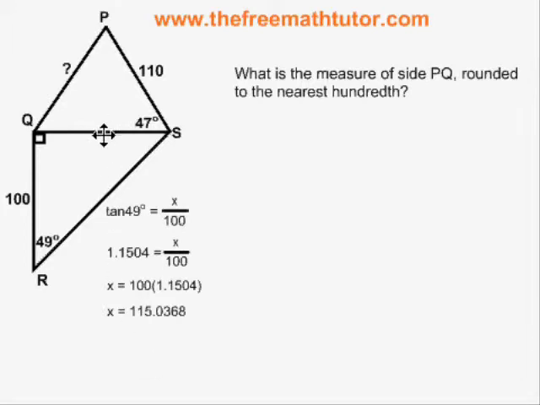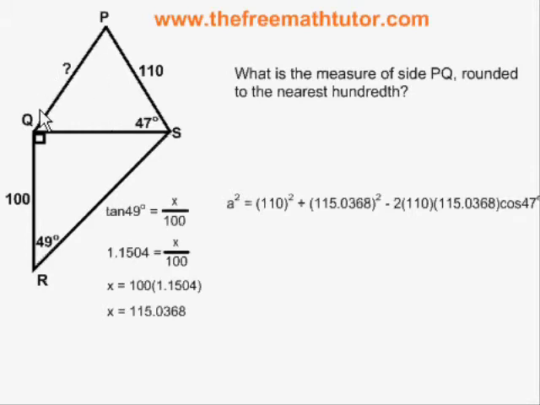Now that we know side QS, we look at the upper triangle PQS and we realize that we have two sides and the included angle. This is a cosine law situation. We don't have enough information to do sine law. So we fill in our cosine law formula like this.